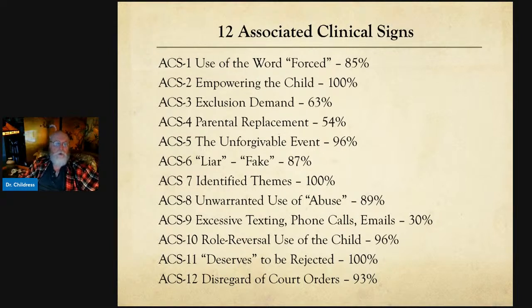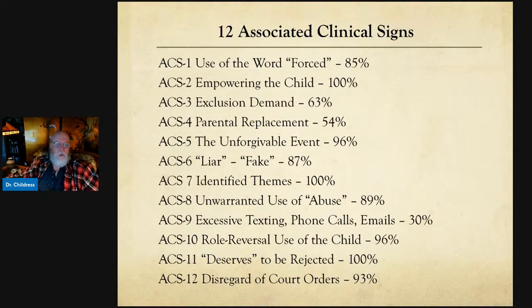Excessive texting, phone calls, or emails when the child's with the targeted parent. 30% of families showed that symptom in the data. Role reversal use of the child. It's not me, it's the child who wants to go to private school. It's not me, it's the child who wants to take dance lessons rather than soccer. It's not me, it's the child who is rejecting the other parent. I encourage the child to be with the other parent, but it's the child who's rejecting. That's a role reversal, putting the child out in front for adult level decisions.